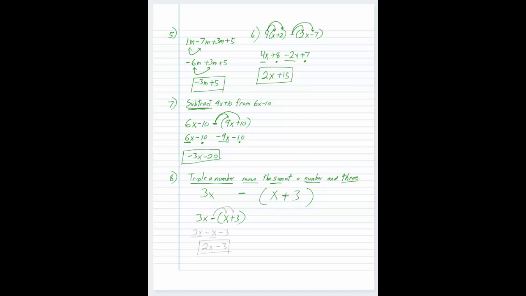Now the next step is we can simplify. Again, this negative can change the signs, so it becomes 3x minus x minus 3. Then like terms, 3x minus 1x is 2x. So 2x minus 3 is our answer.